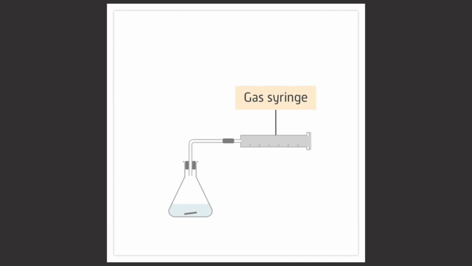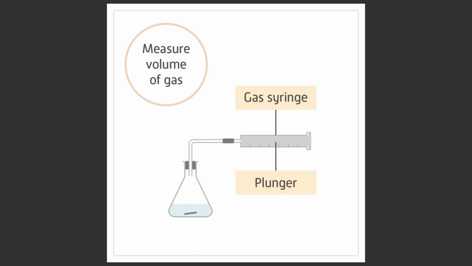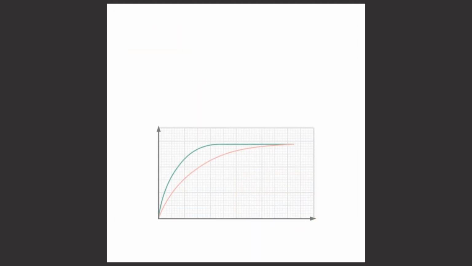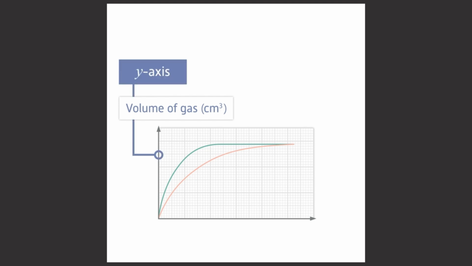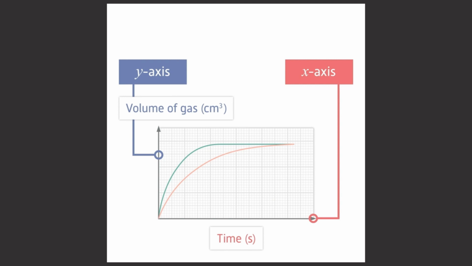An alternative is to use a gas syringe to measure the volume of a gas produced. If a gas syringe is used, then it is important to make sure that the plunger is pushed all the way down before starting the experiment, and that the plunger is not wet, as this will cause it to stick. The line graph produced this time will have volume of gas produced in cubic centimetres on the y-axis and time in seconds on the x-axis.